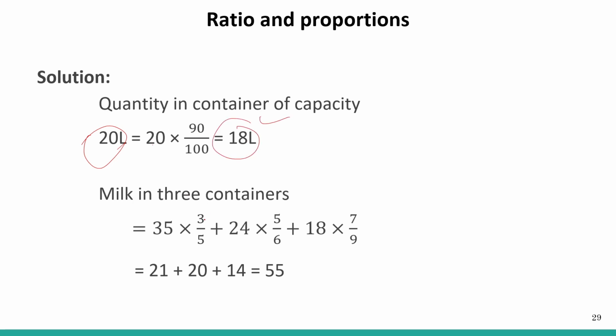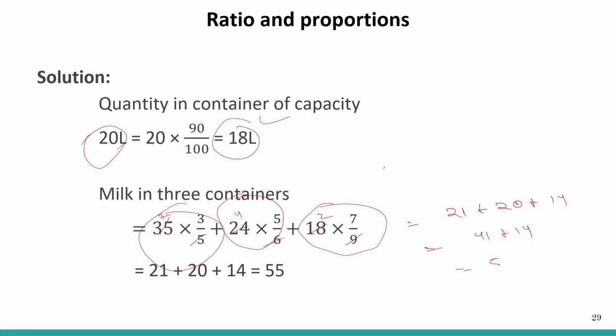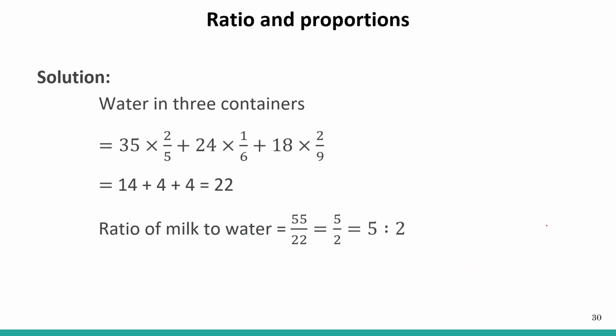Okay, so milk in 3 containers is equal to 35 into 3 by 5, 24 into 5 by 6, 18 into 7 by 9. So 35, this will become 7, right? Here 7, here 6, so this will become 4, and 9, so it will be 2. So this is nothing but 7 into 3 is equal to 21, plus 4 into 5 is equal to 20, plus 2 into 7 is equal to 14, right? So this will be nothing but 41 plus 14, that is equal to 55. So 55 is the answer here.